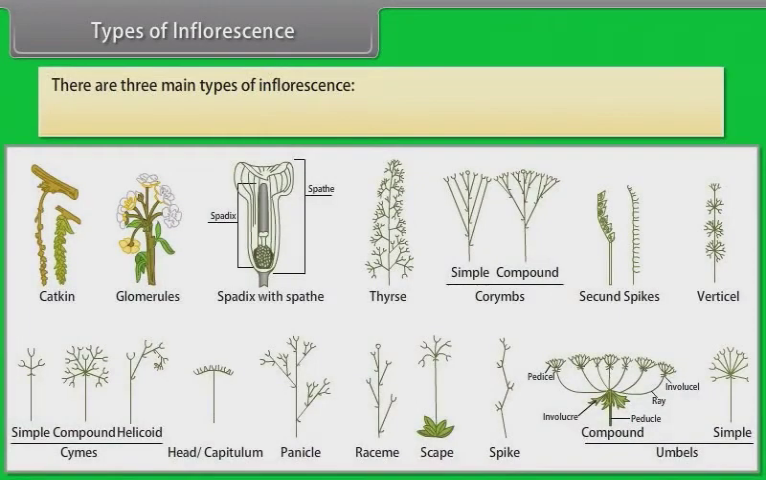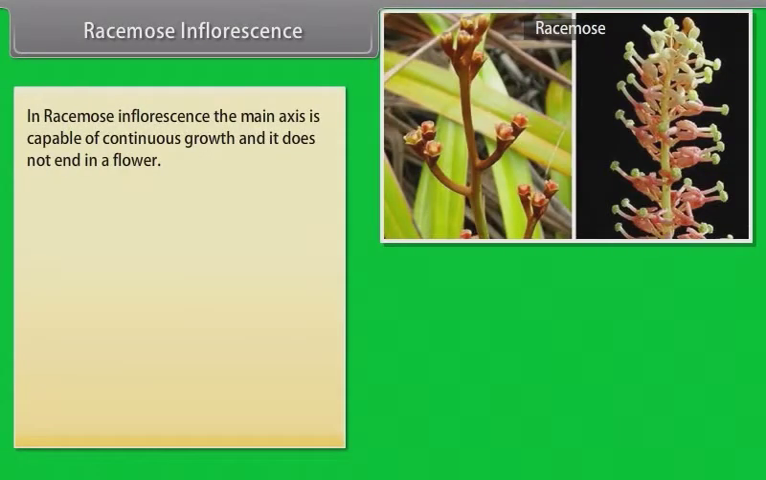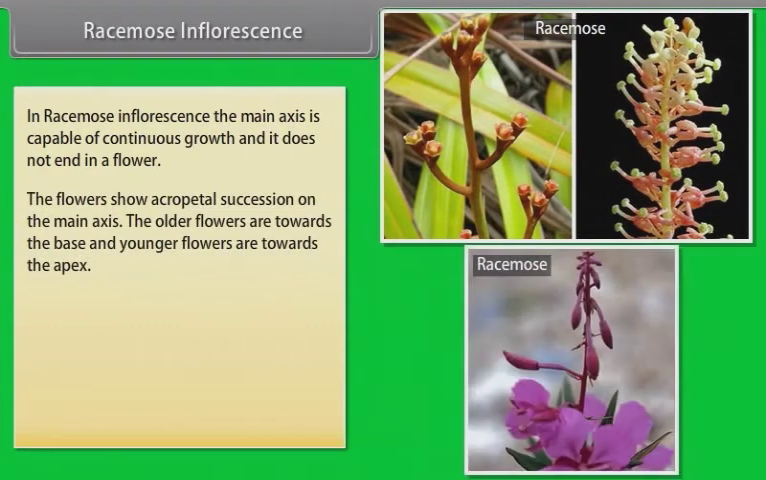Types of inflorescence. There are three main types of inflorescence: racemose inflorescence, cymose inflorescence, special types of inflorescences. Racemose inflorescence. In racemose inflorescence, the main axis is capable of continuous growth and it does not end in a flower. The flowers show acropetal succession on the main axis. The older flowers are towards the base and younger flowers are towards the apex.